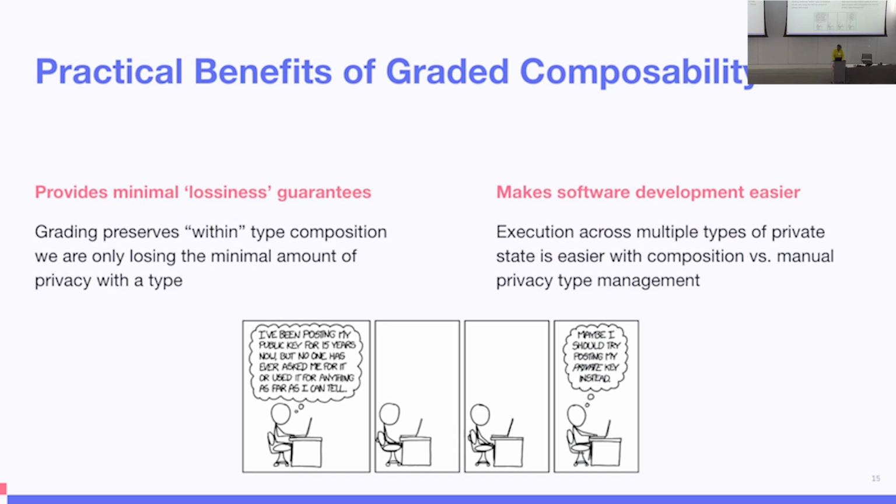So one nice thing, if you think of it in this manner, is you get a sort of minimal lossiness guarantee. So this kind of view preserves your information theoretic privacy within each category. But the other thing is it makes software development a lot easier. And I think that in and of itself is probably one of the real reasons people don't write private software, right? Private DeFi, to Quintus's question earlier.